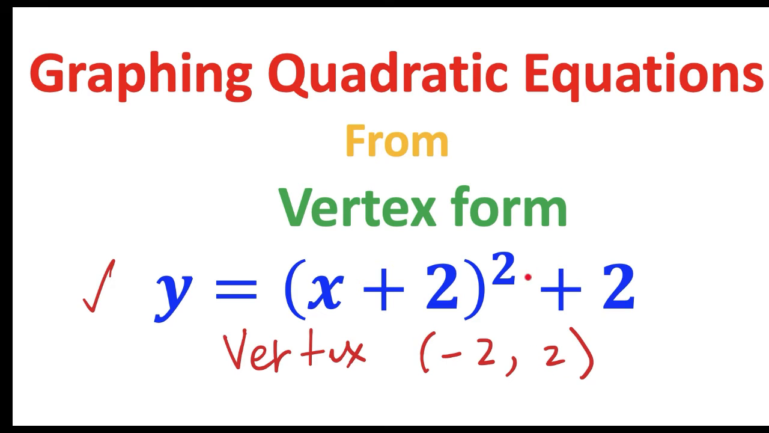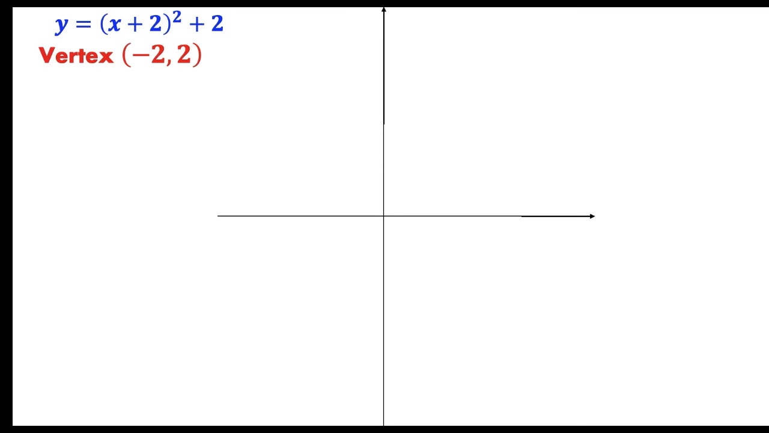Then we can use this information in order to graph the quadratic equation. The graph, we call that a parabola. So we know our vertex is negative 2, 2, and we can go ahead and put it down. This is the y-axis, this is the x-axis. The x coordinate is negative 2, so go to the left by 2. The y coordinate is 2, so go up by 2. So this is the point, negative 2, 2, which is our vertex.